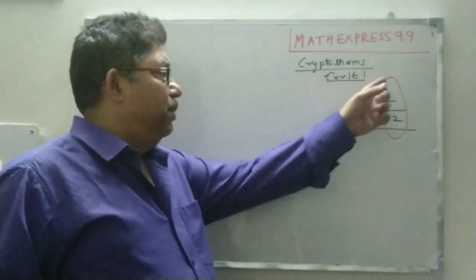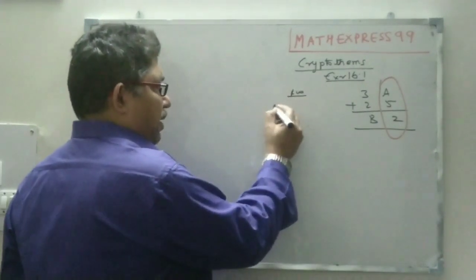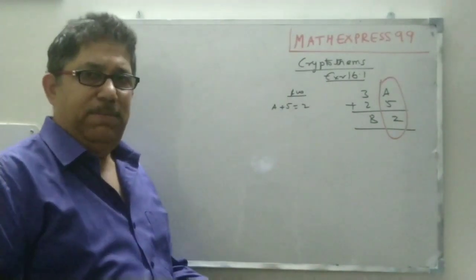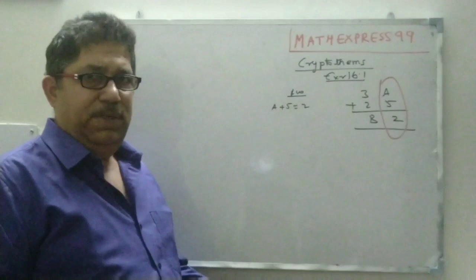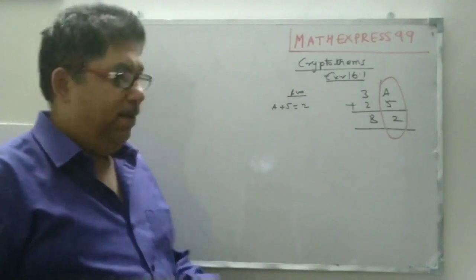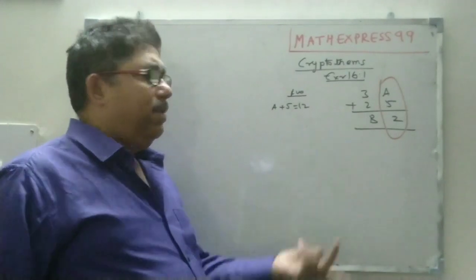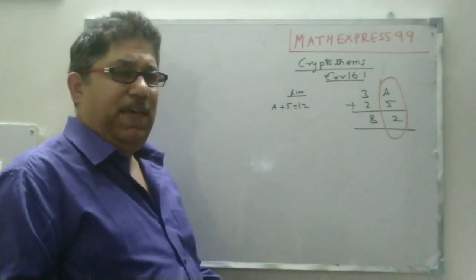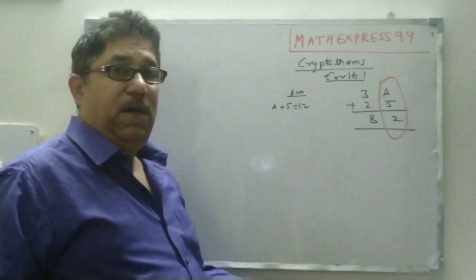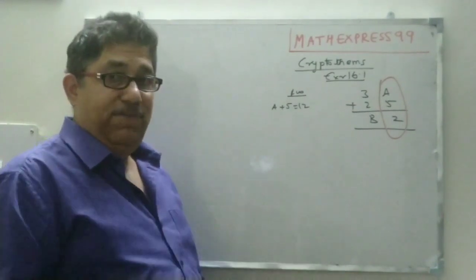So A5, 2. I can do some rough work here. A plus 5 is 2. Now 5 added to any number cannot be 2. It can't be smaller than 5. It has to be greater than 5. So it must not be 2, it must actually be 12. Why can't it be 2? Because if you add some number to 5, and there are no negative numbers here, how will I get 2? I have to get some number which is at least 5. Even if you add 0, you will get 5.